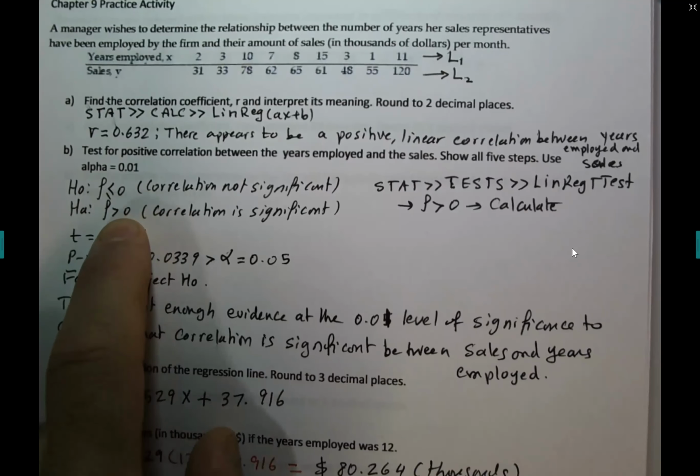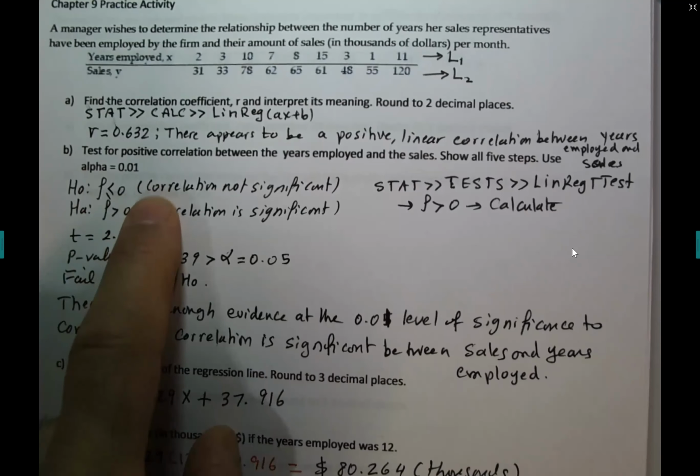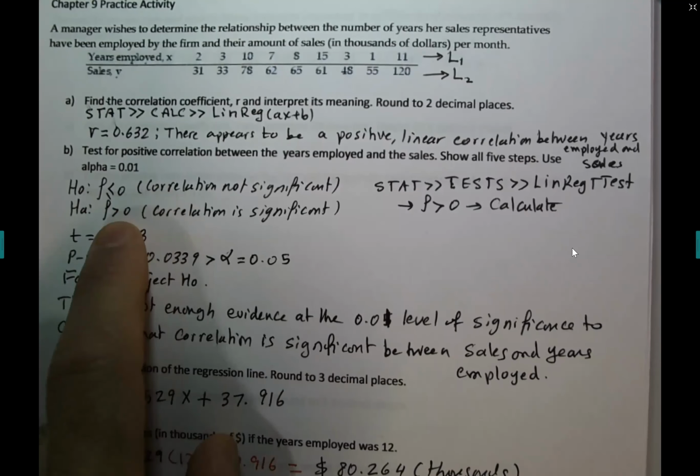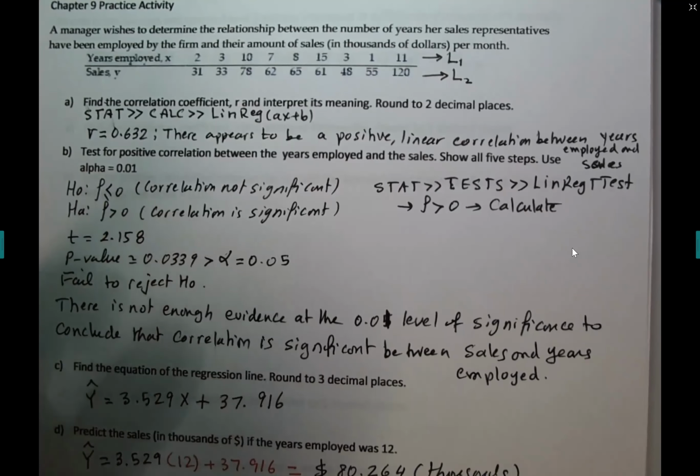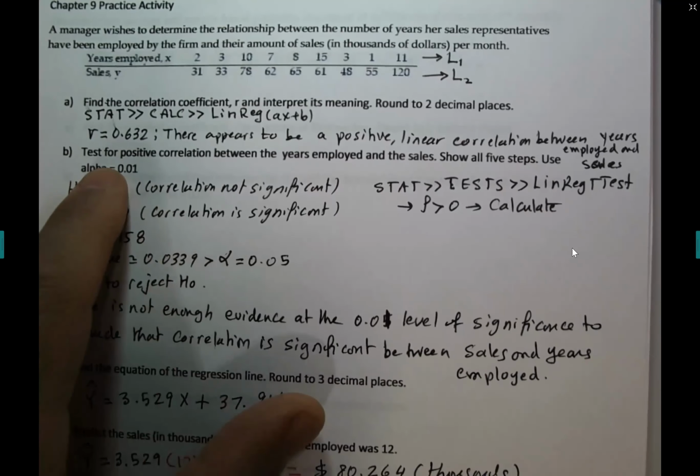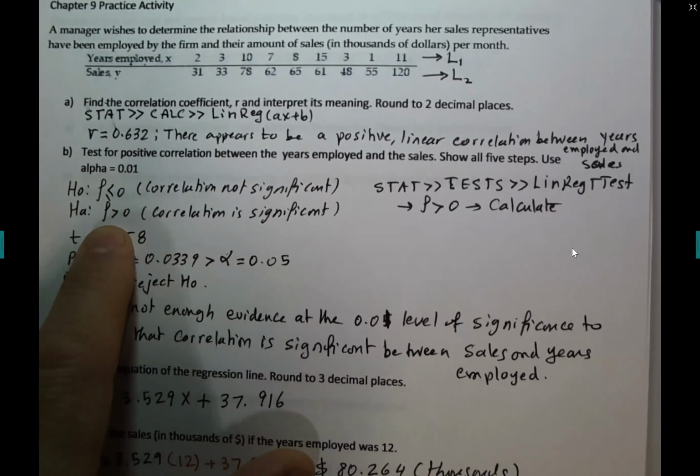Why? Because when rho is close to 0, that means there is no correlation, and the 0 is included in the null hypothesis. So this is the statement that you always put. If he asks you to test for negative correlation, then this one will be less than 0 here, and the other one will be greater than or equal to 0. If he asks you to test for correlation, he doesn't say positive or negative, then this one will be equal and that one will be not equal.